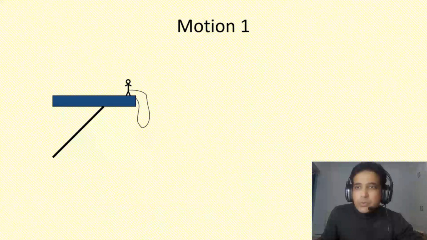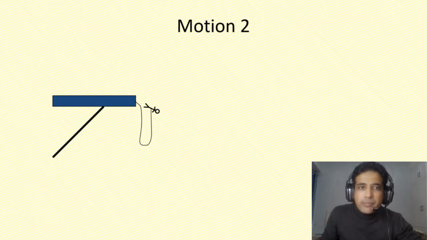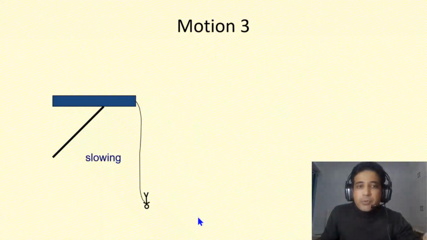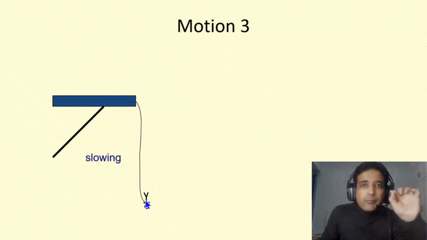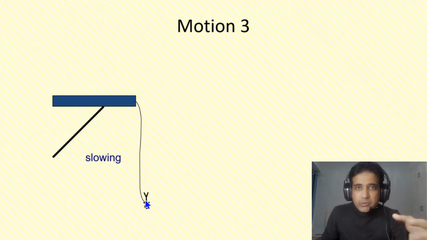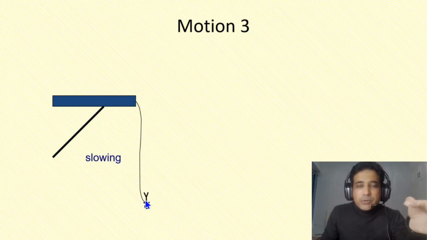You can see here now it's moving down. At this point it has kinetic energy and GPE but no EPE, and at this point it has all three forms of energy. It's slowing down while moving down. It means the string has been extended. So it has EPE, GPE and also kinetic energy.